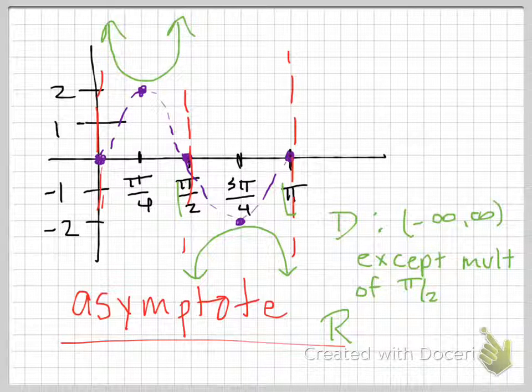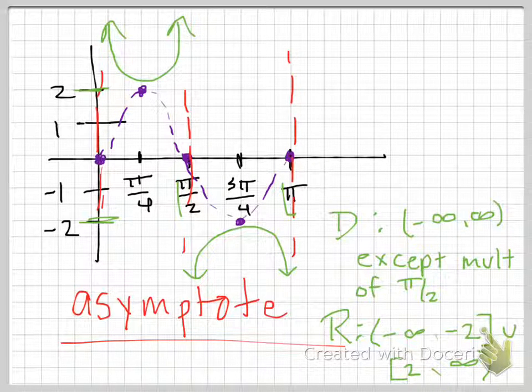The range, notice again, now it's not going up and down between those type values. So before it was going up and down between -2 and 2. Now it's everywhere except that. So the range is negative infinity to -2, union with 2 to infinity. So that's how you do the cosecant wave.